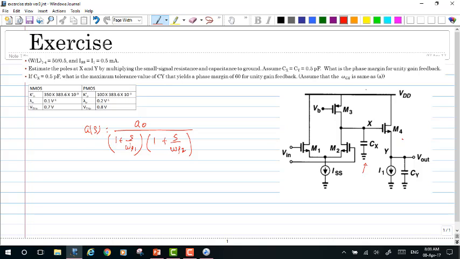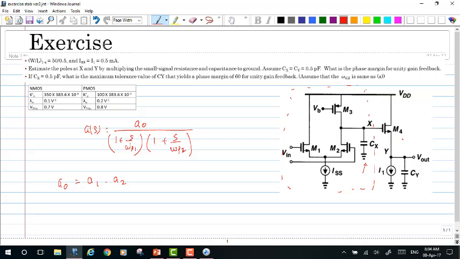Since we have two stages, the value of A0, or the DC gain of this open loop system, could be written as a product of the DC gain of the first stage, which I took as A1, and that of the second stage, which is A2. Clear? Let us evaluate each stage's DC gain. For the first stage, we have a circuit encircled by this red dotted line. Let us compute the DC gain of this circuit.